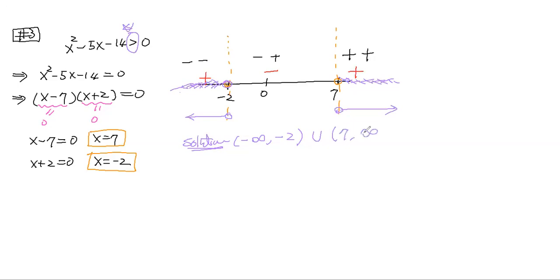Okay, so the solution will be this one, union, 7 to infinity. The same thing here, 7 is a parenthesis, right? That's because we don't have an equal sign with the 7. So the solution could be in this interval or in another interval, 7 to infinity. Okay, so that's pretty straightforward, right? Now let's take a look at number 4 here.